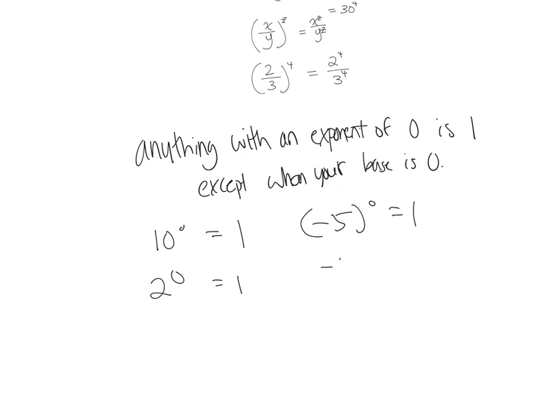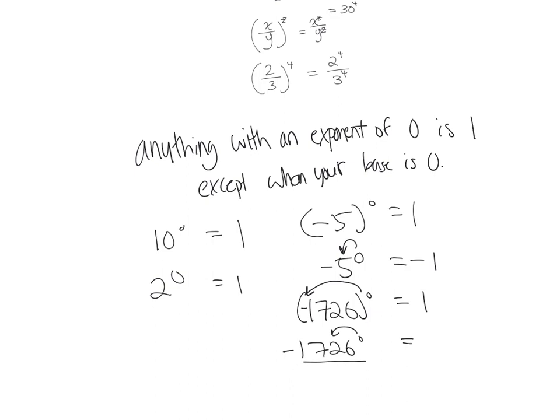But if I have negative 5 to the power of 0 like this without a bracket, that exponent only applies to the 5, not the negative. So the negative stays, 5 to the power of 0 gives us 1, so this actually becomes negative 1. If I have negative 1,726 in brackets to the power of 0, it's 1. In this case, that exponent applies to the negative as well, so I have a positive 1. If I had negative 1,726 without brackets to the power of 0, this 0 only applies to the number itself, not the negative, so I keep the negative, and the power is equal to 1. Anything with the exponent of 0 is 1, except when your base is 0.